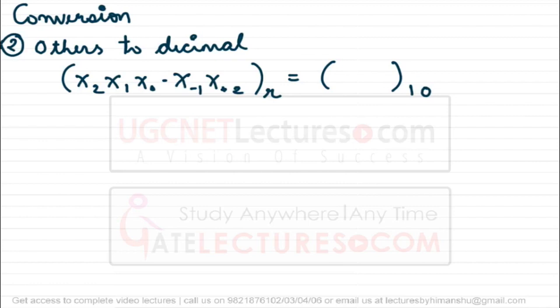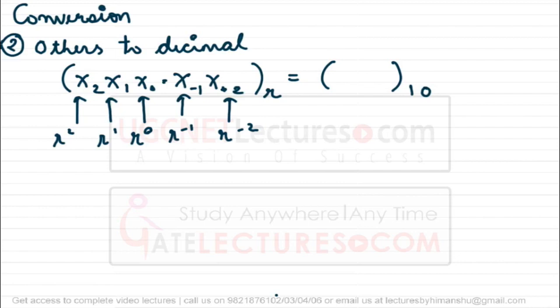So see, we apply the concept of weights here. What is going to be the weight of this LSB? This is the LSB of the integral part, right? The weight of this is r to the power 0. The weight of this bit is r power 1. This has weight r power 2. Similarly, for the fractional part, the weights are r power minus 1 and r power minus 2.